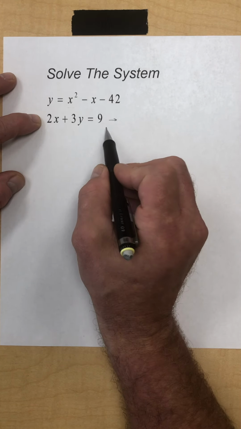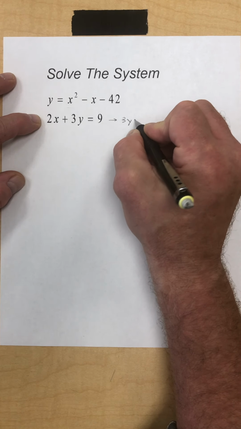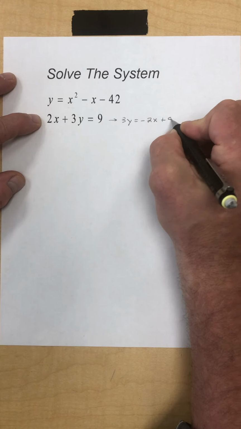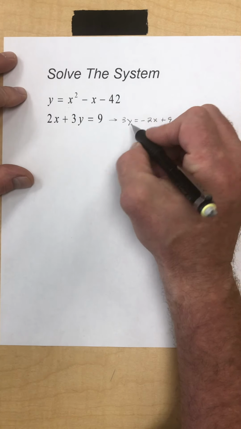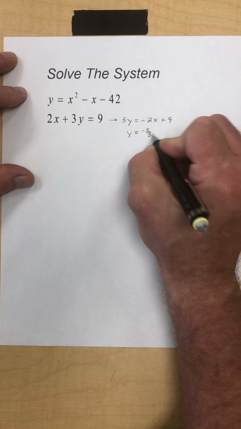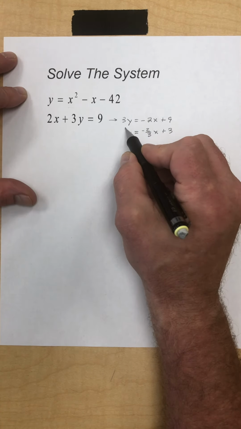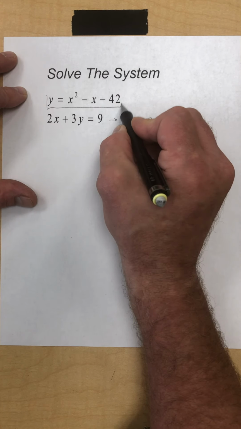Move the 2x over, so 2x becomes negative when it moves to the other side. So we have 3y equals negative 2x plus 9. And then divide through by 3. So I get y equals negative 2/3 x plus 3. And so now I have y equals and y equals.